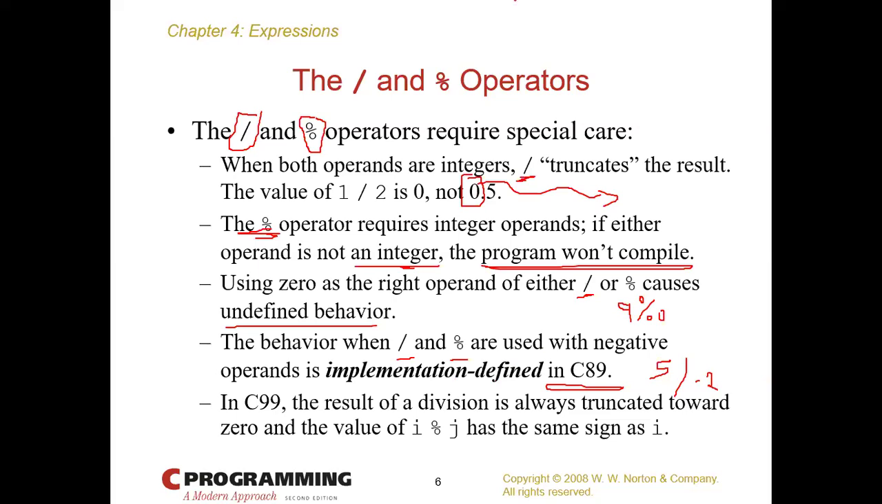But in C99, the result of a division is always truncated towards 0. And the value of i mod j must have the same sign as i. So in C99, this is a newer version of C, the value of i mod j has the same sign as i. So if i is negative and j is positive, the answer of this operation would be a negative value. If i were to be positive and j was negative, then the answer would be a positive answer.